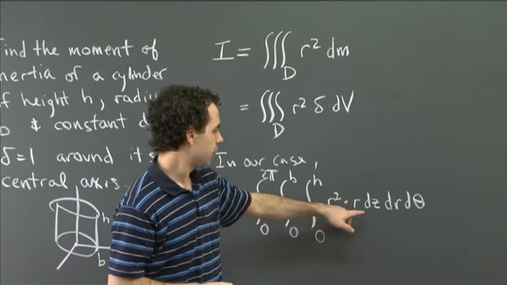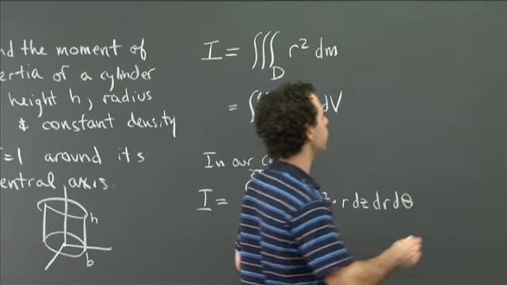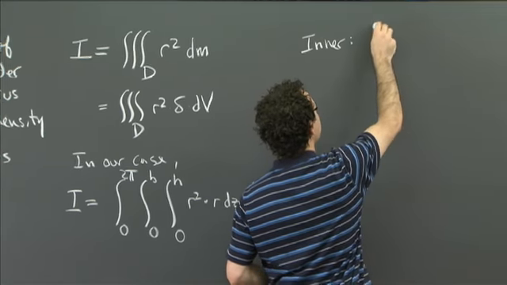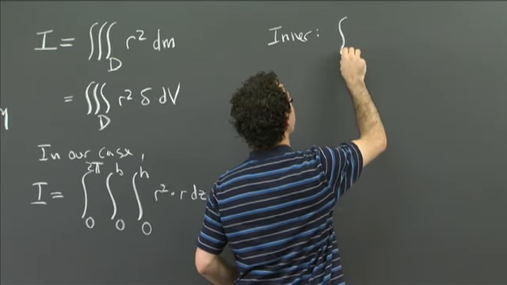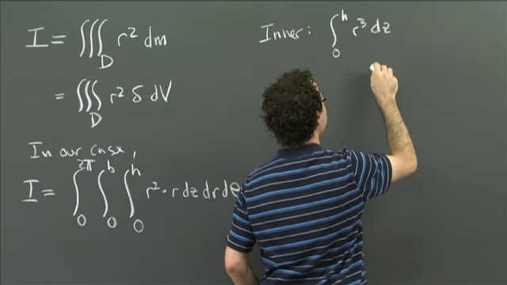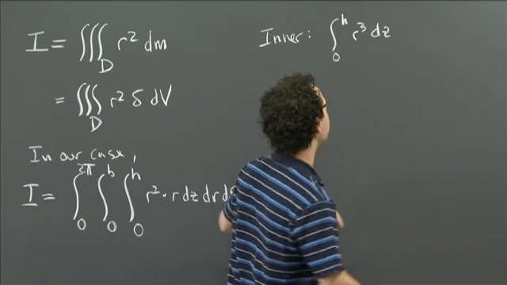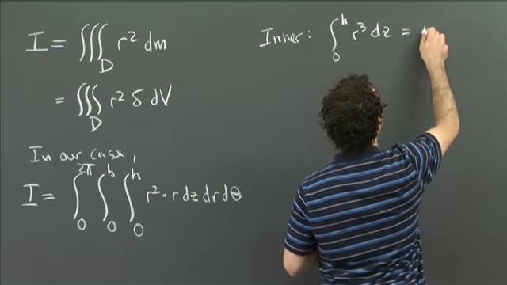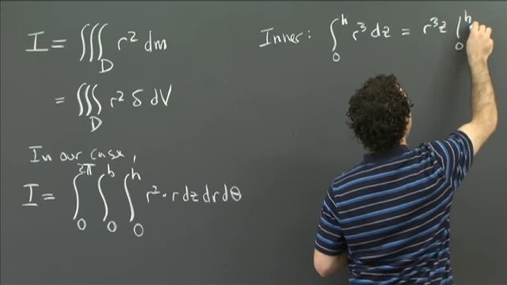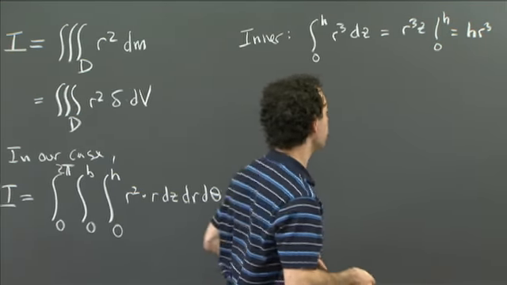So we've got our inner integral with respect to z. The inner integral is the integral from 0 to h of r cubed dz, and r cubed doesn't have any z's in it. Fabulous. So that's just going to be r cubed z, where z goes from 0 to h. So that's hr cubed minus 0. So hr cubed. All right, so that's the inner.